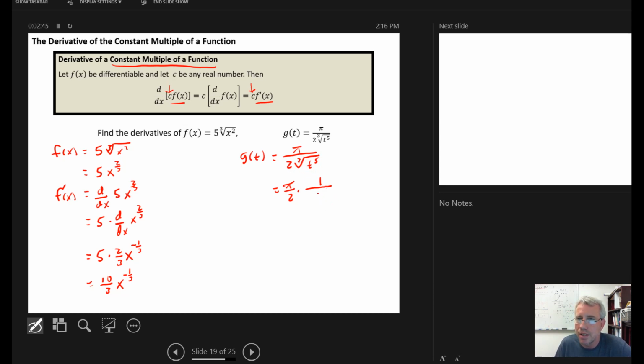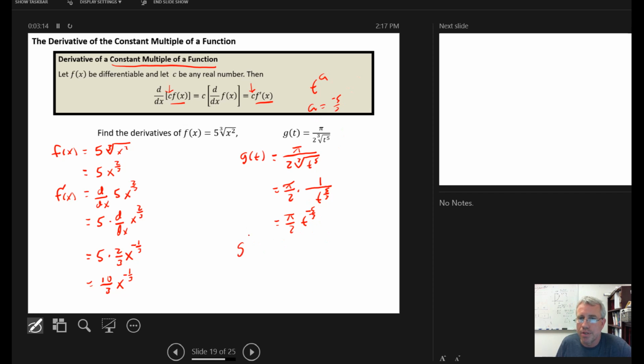So t to the 5/3 power. And then I want to recognize that I can get this into the form t to the a by bringing the t up into the numerator position, and instead of 5/3, writing negative 5/3. So now I have something I can apply the power rule to, with a equaling negative 5/3.